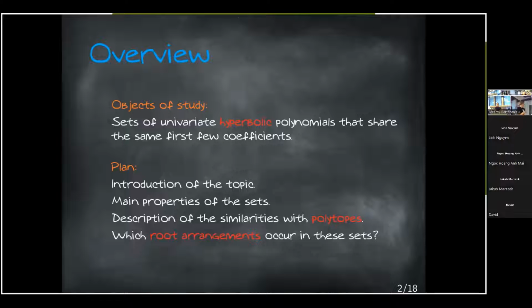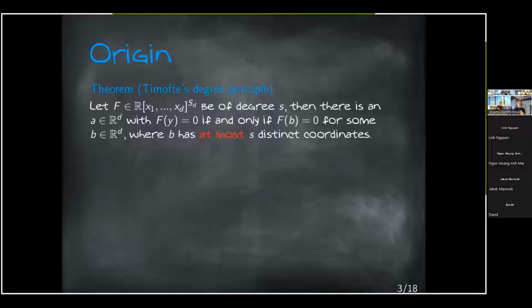So my interest in this stems from Arne Lien's proof of the following theorem, called the Timofte degree principle. You may have seen it before. It says that if you have a symmetric polynomial in the variables and of degree s, then it has a real zero if and only if it has a real zero with at most s distinct coordinates. So it's a dimension reduction for symmetric polynomials, essentially.